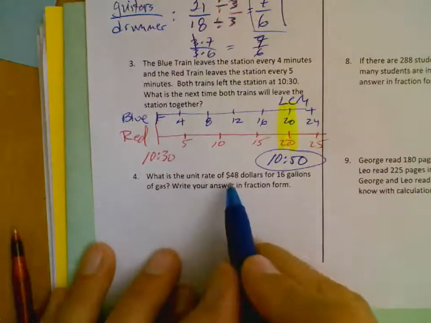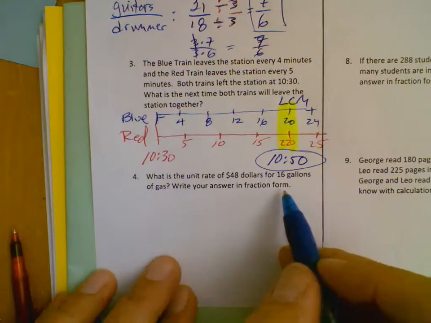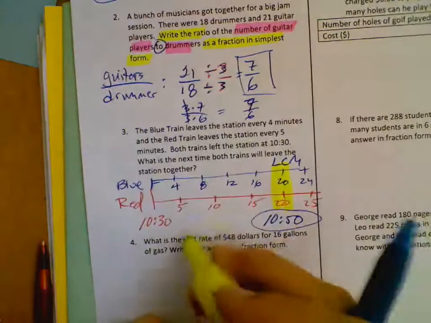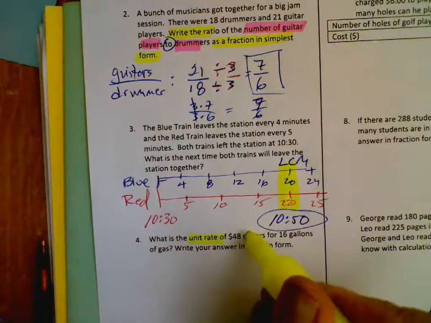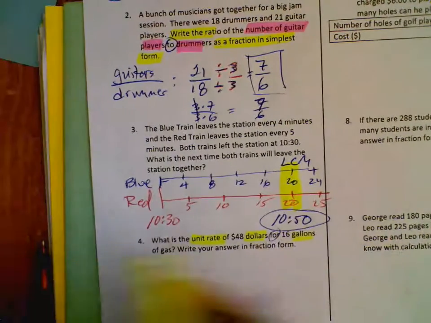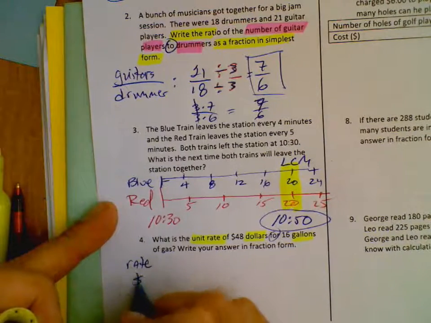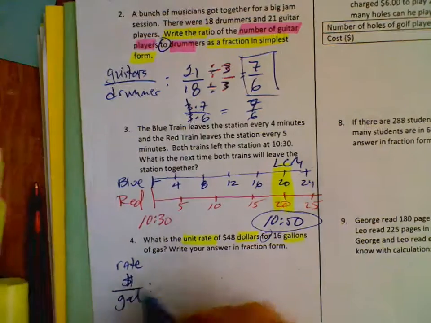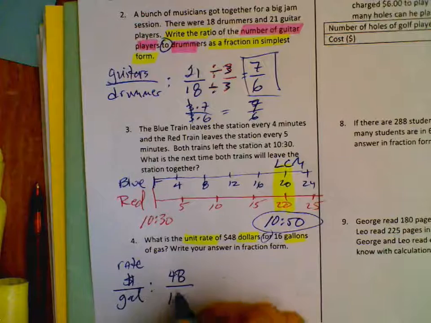What is the unit rate of $48 for 16 gallons of gas? Write your answer in fraction form. So again, I have a unit rate. You must pay attention to the unit rate. So my unit rate here is described as dollars for gallons. So I write the words down first. Now I know where to place the numbers. So I have $48 out of 16 gallons.